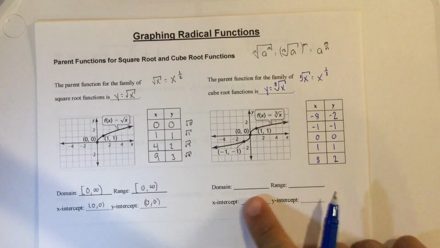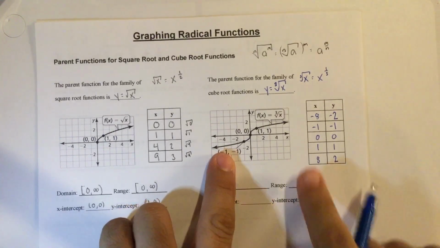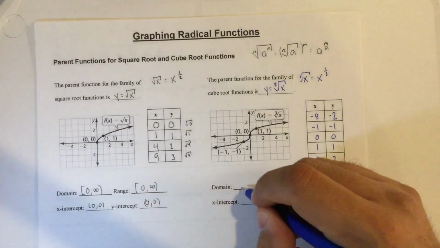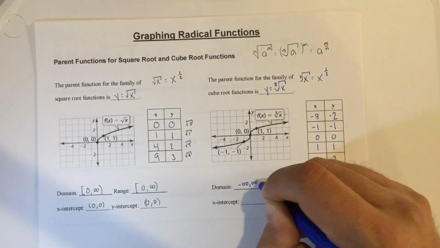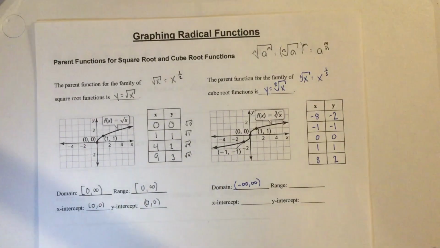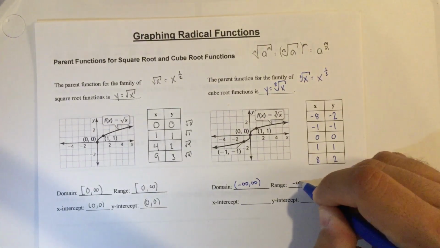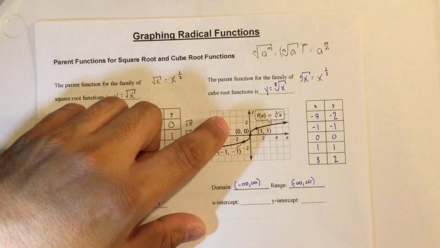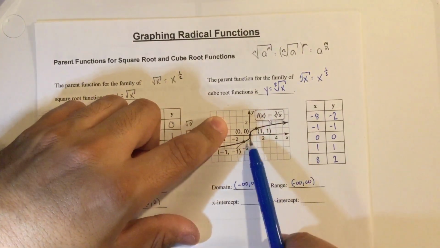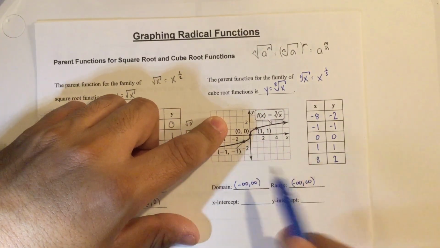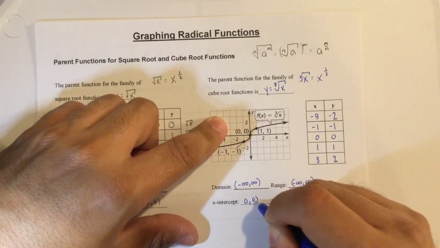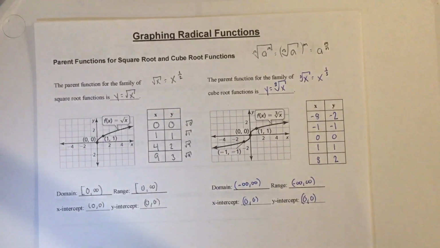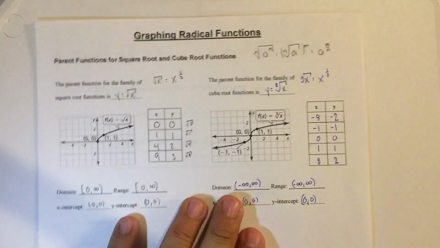Now, if you notice here for the domain and range, we see that we have arrowheads going in both directions, forever and ever. So the domain here would be all real numbers, or negative infinity to positive infinity. And the range would also be negative infinity to positive infinity. And here we can see that the x and the y-intercept both cross at the origin, which in this case would be 0, 0. So that's the intro into the square root and the cube root function.